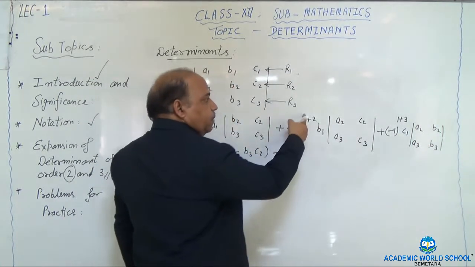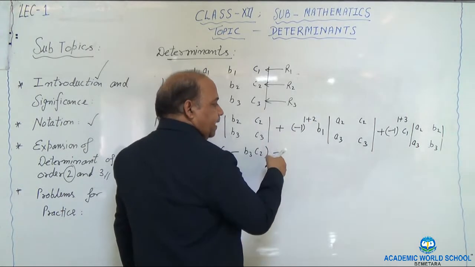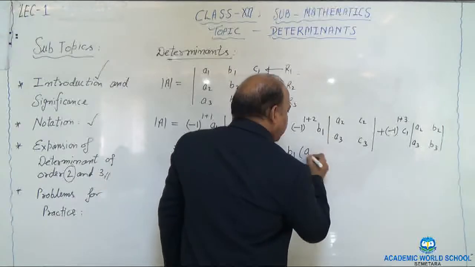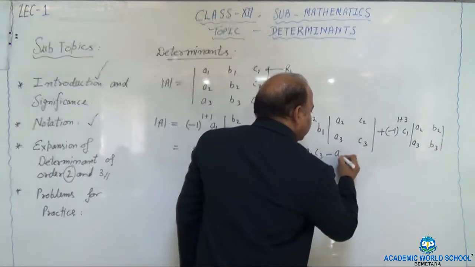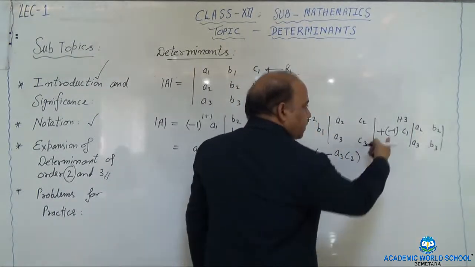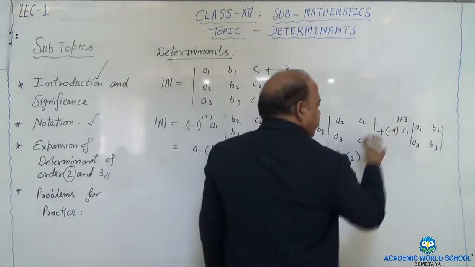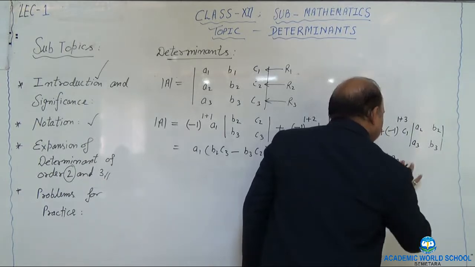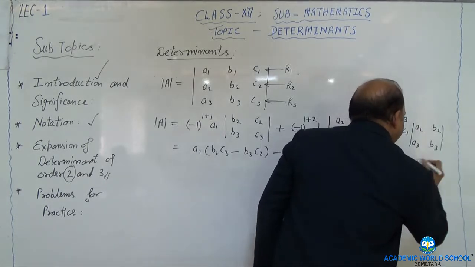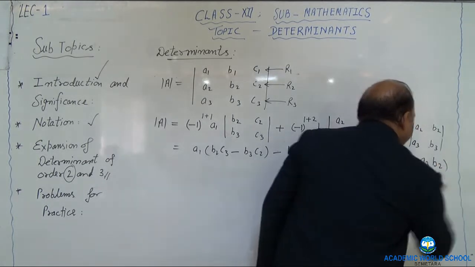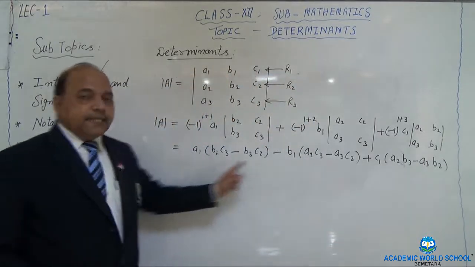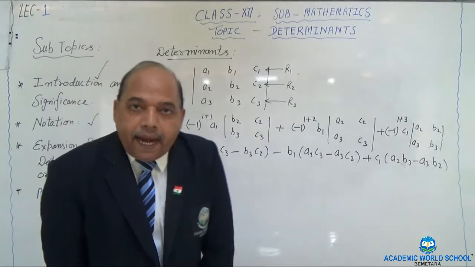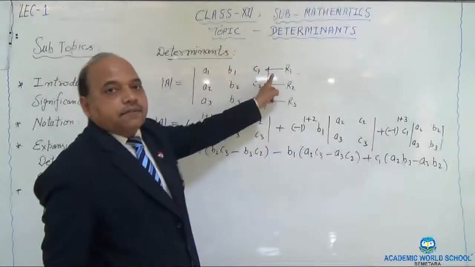Now minus 1 to the power, this is an odd number, so this minus will remain here. It will give you B1 A2 C3 minus A3 C2. This will become plus. Why? This is an even number. Plus C1 A2 B3 minus A3 B2. Now look at this. This is the value of this determinant. I have expanded it about the first row.